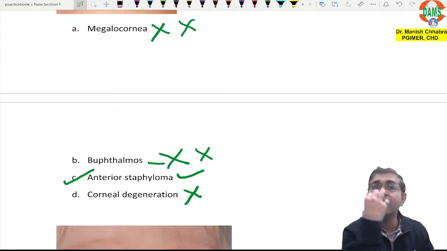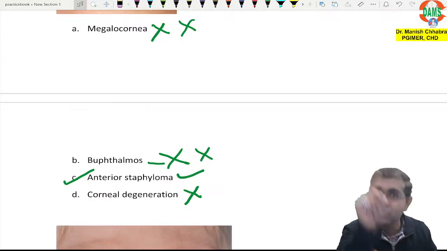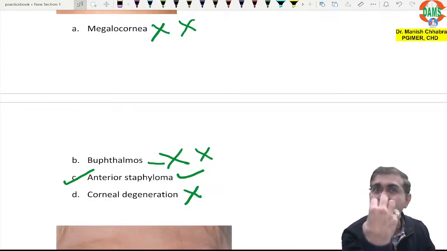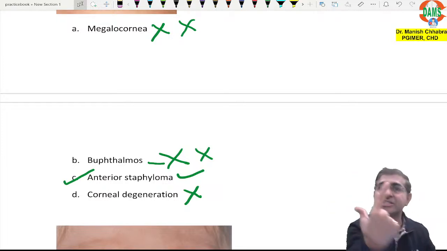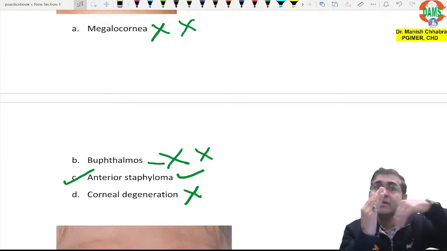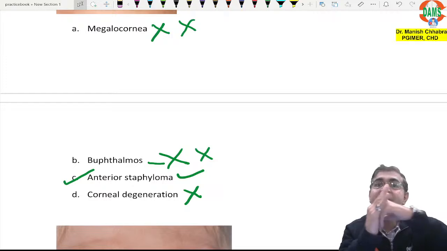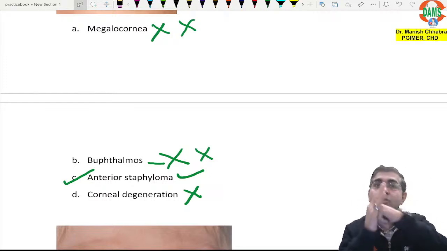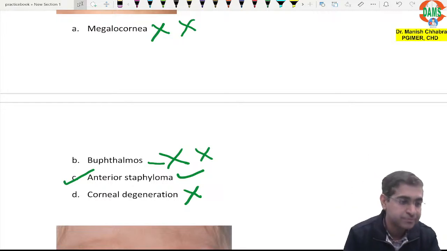This pseudocornea will start bulging because this is pseudocornea. This is not true cornea. This is your pseudocornea. It will start bulging, and this pseudocornea with uveal tissue incarcerated posteriorly, which is iris in this case, will be known as anterior staphyloma.